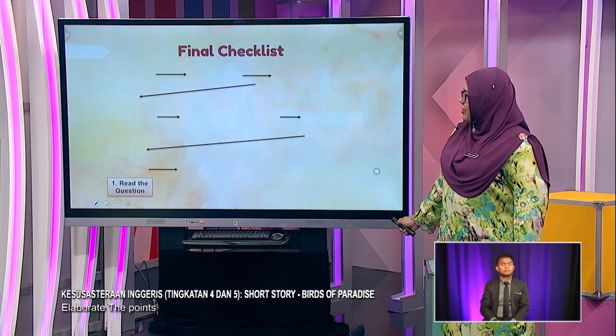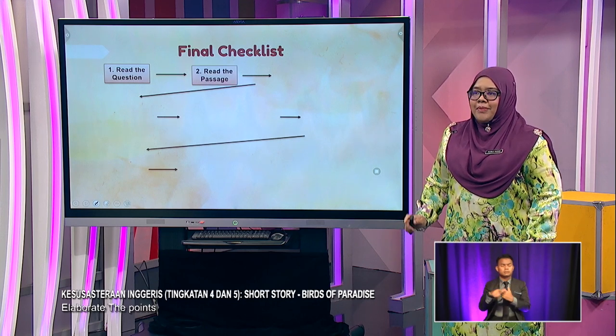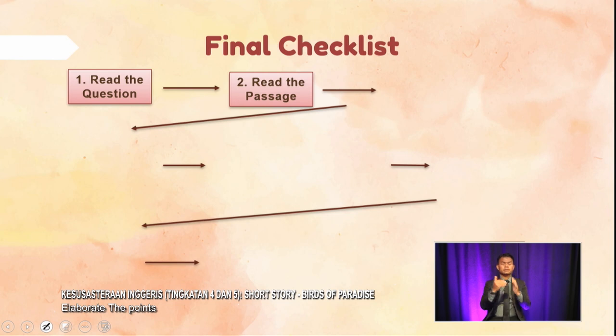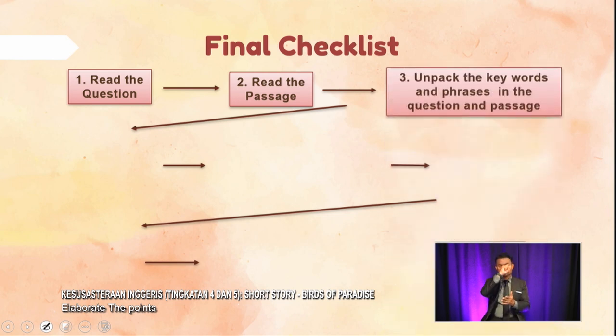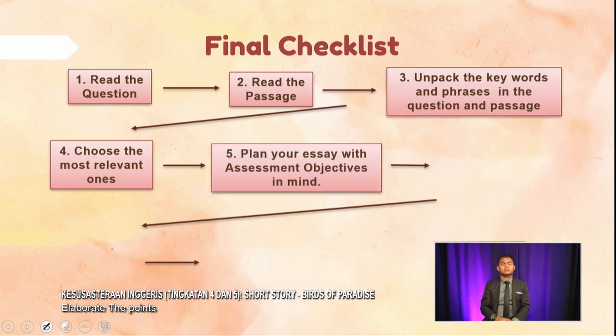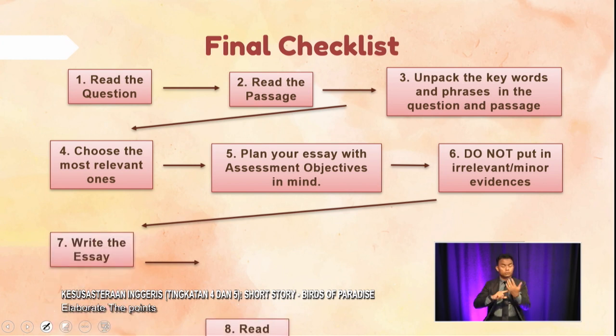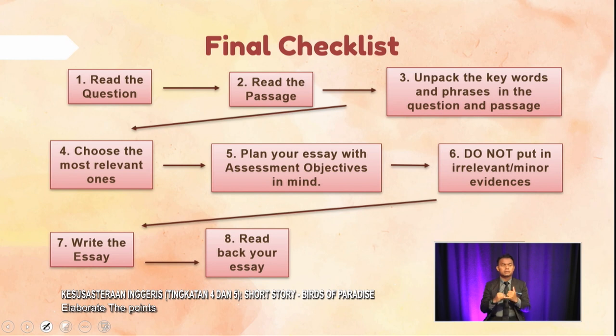So, the first checklist item is read the question. And then read the passage. For this, you have two things you have to do: question and passage. And then you unpack the keywords and phrases in both the question and the passage. And then, of course, number four, you choose the relevant ones. Don't choose the ones that are not needed. Then you plan your essays with AOs in mind. Push aside all the irrelevant evidences. You then start writing the essay. And last but not least, read back your essay. Number eight is important. All right, there you go. 8 steps for your final checklist.